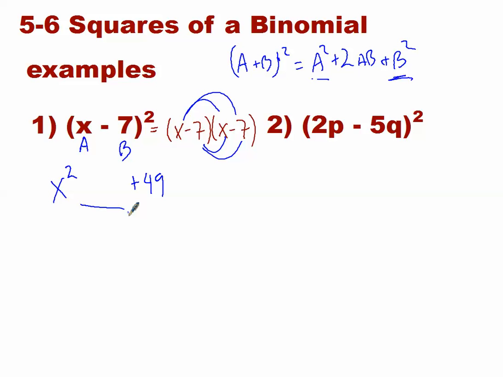Yes, Trevor? Would it be 2? That would be 14x. Hold on, I like what you were saying first. You said 2. Then what else? X times, what's your b term? Negative 7. So what is 2 times x times negative 7? Negative 14x. So we get x squared, because that just gets dropped down, minus 14x plus 49. All right, so here's what I would like you to do. I would like you to try number 2 on your own. Go ahead and try number 2.